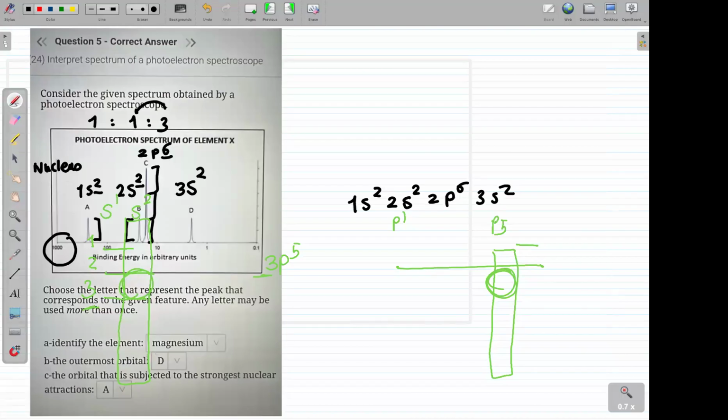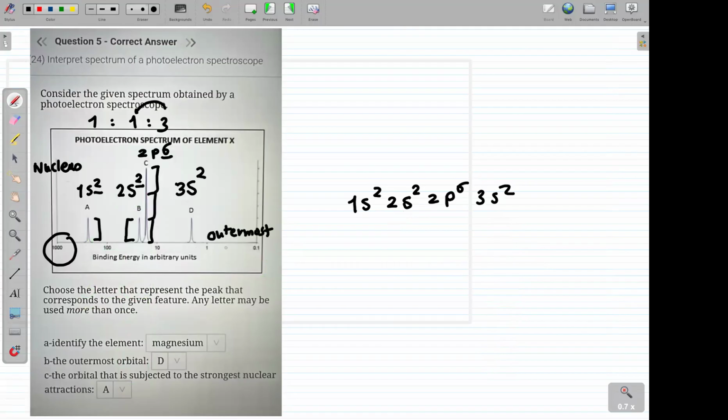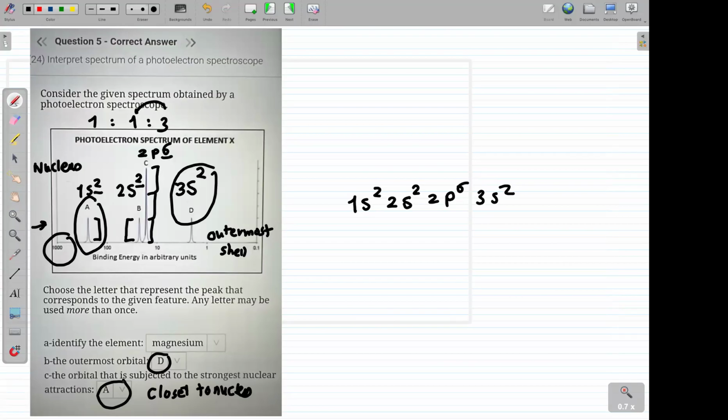The outermost orbital is, since we said that this is the nucleus, so for sure this is the outermost. On the other side is the outermost shell. The outermost shell contains the outermost orbital, which is the 3s2 orbital, number D. The orbital that's subjected to the strongest nuclear attraction is, of course, the orbital which is closest to the nucleus. Since we agreed that the nucleus will be on this side because the binding energy here is the highest, it's normal for A to be our orbital that has the strongest nuclear attraction.